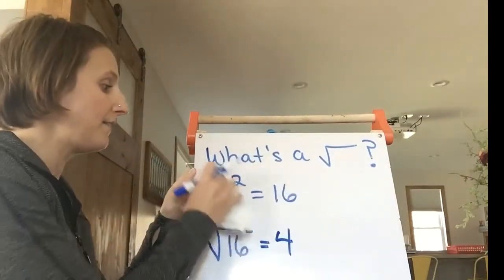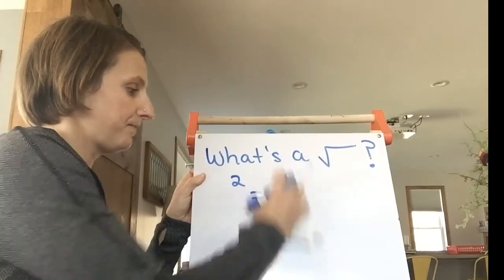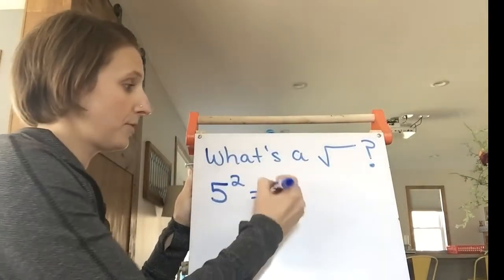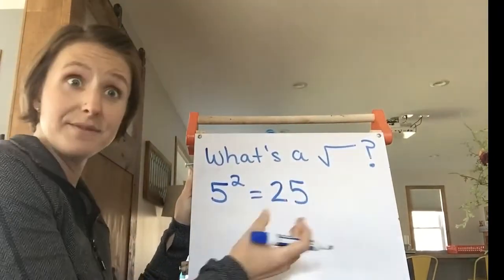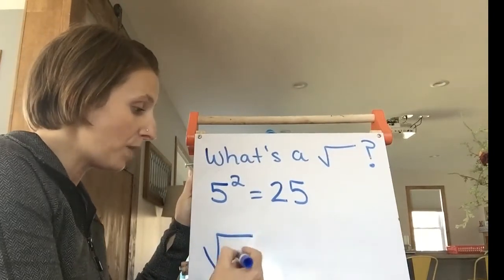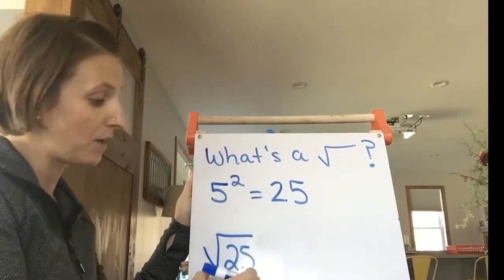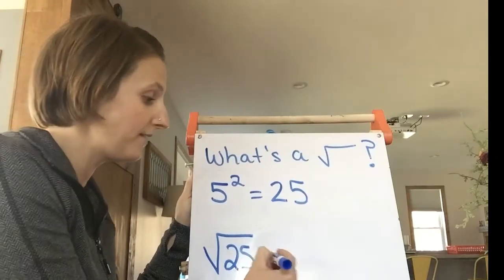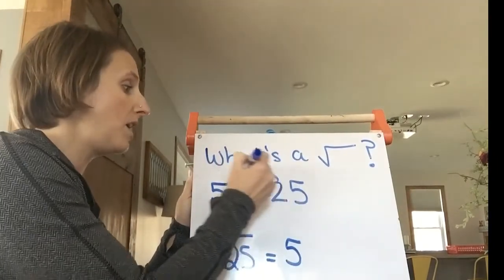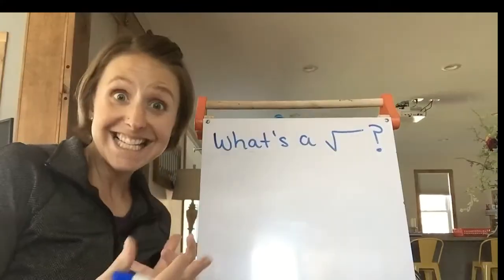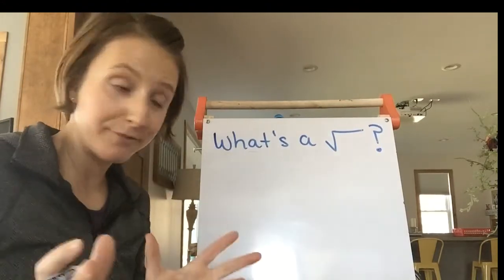And we could keep going. We could go 5 and square it. So my base now is 5. And I'm squaring it, and we know 5 squared is 25, so if I want to go, hey, what times what gives me 25, I'm thinking then, what's the square root of 25? And, well, that would be 5. It's undoing the squaring.